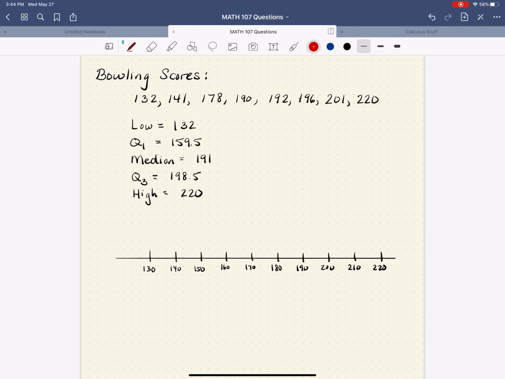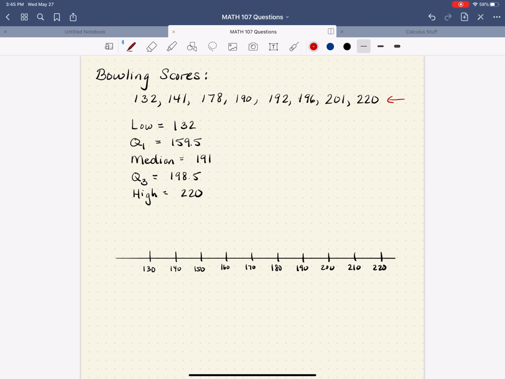Alright, so in this short video, what we're going to do is construct a box and whisker display, also called a box plot, based on the data that was already provided on your sheet. So I have it all listed here. So these were the 8 bowling scores that we are analyzing here.